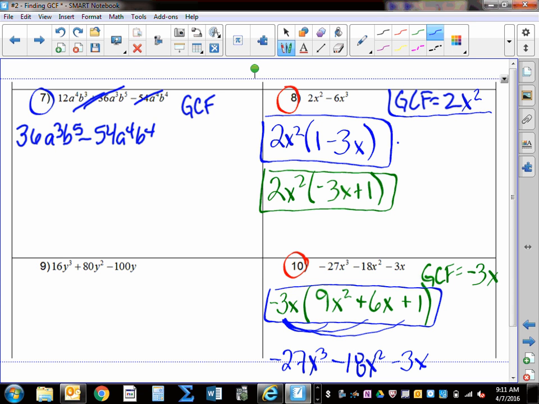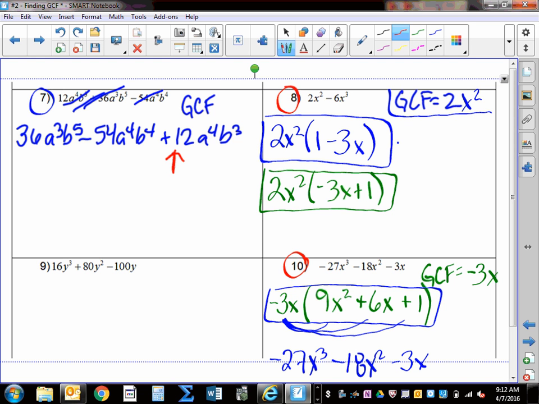Alright, then my last one is the 12a to the 4th. Okay, so when I look at my numbers here, what's my smallest coefficient? Coefficient, the number in front. Okay, 12. So my GCF has to come from here, right?